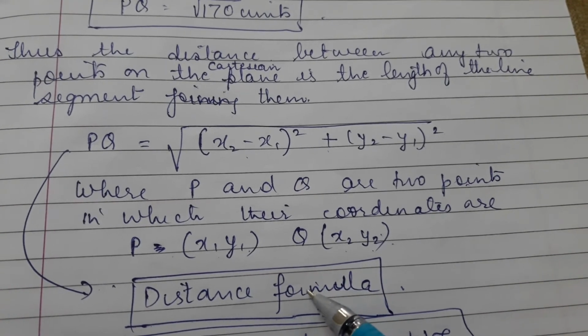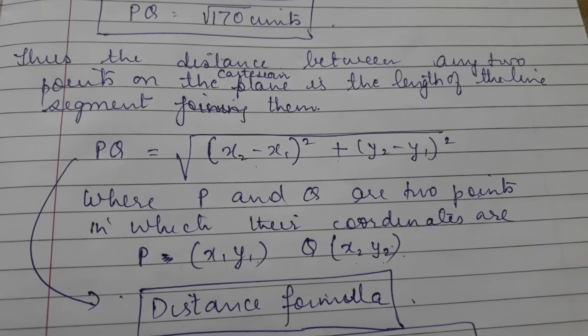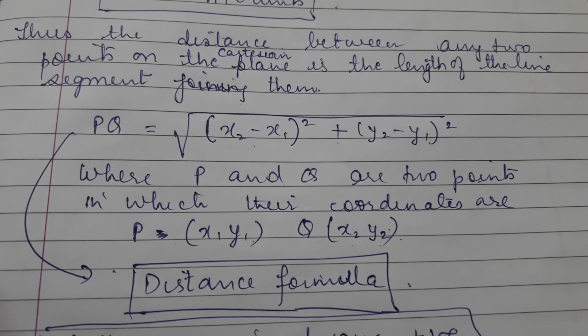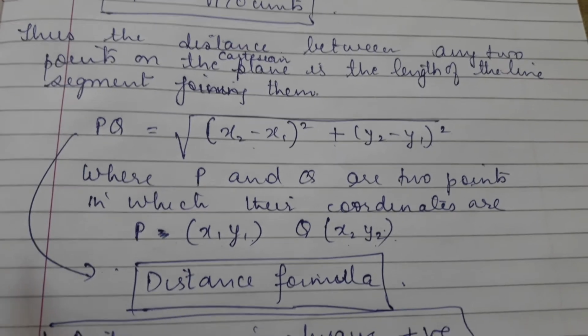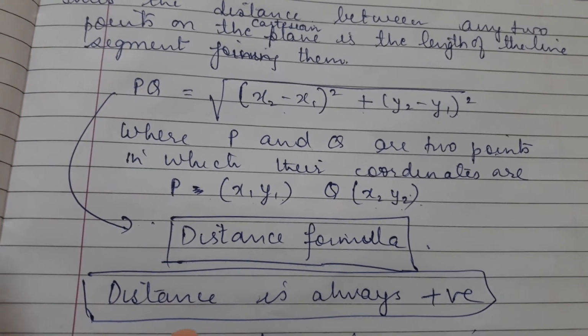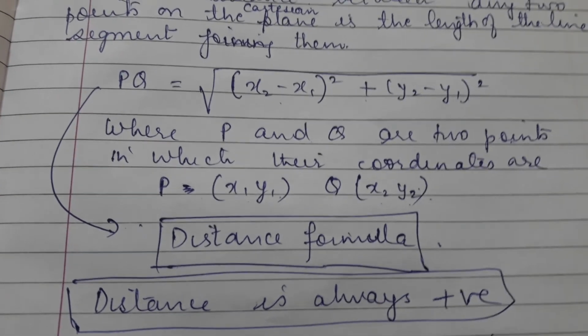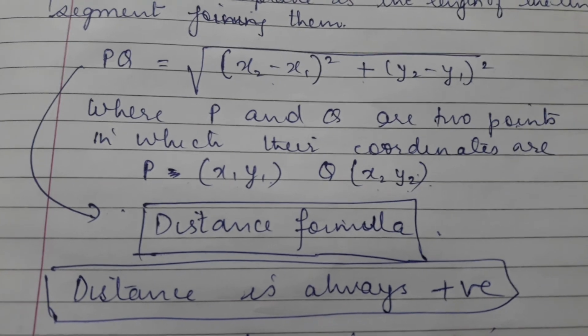Now what you have to do is you will copy all the complete examples in your notebook, and you will start with exercise 7.1. And you always know that distance will be positive. You will always get the answer positive. So you will now try exercise 7.1.